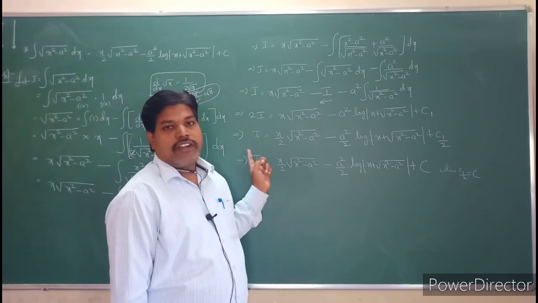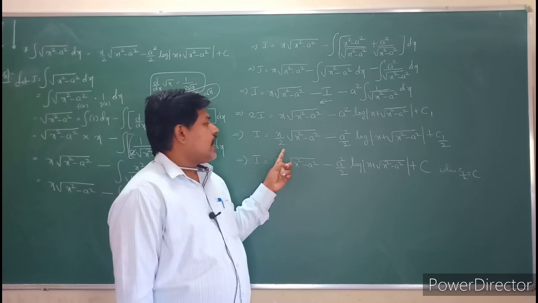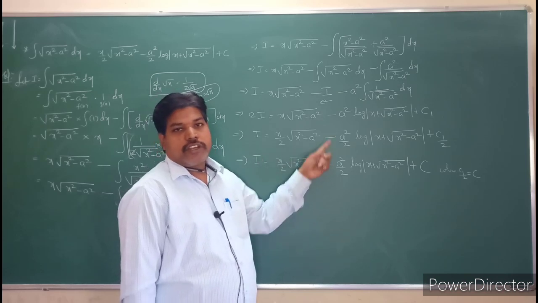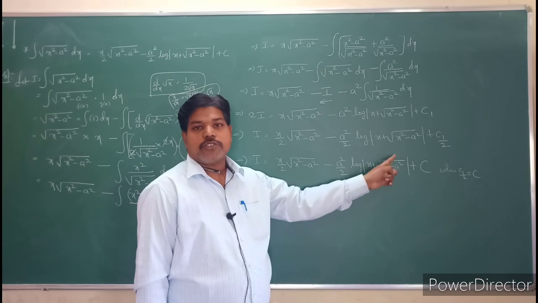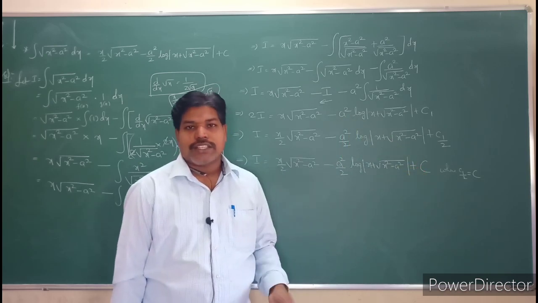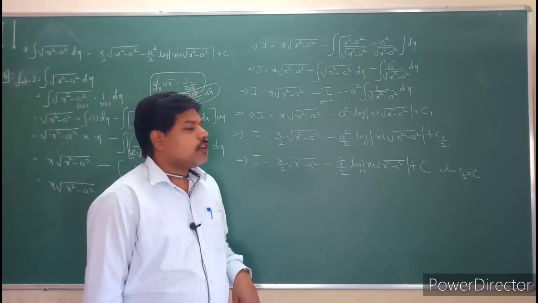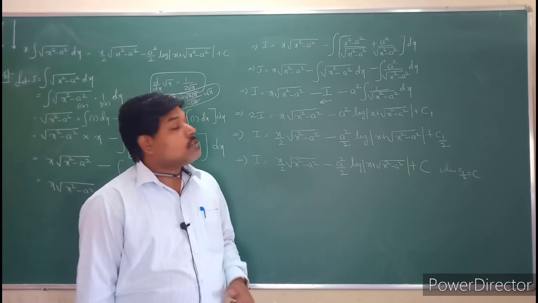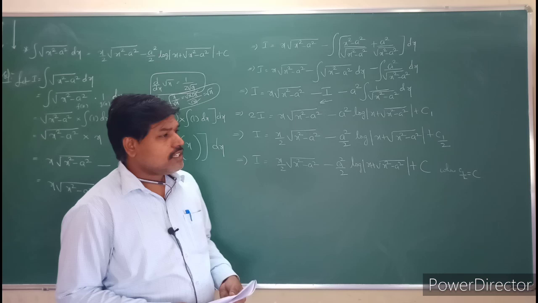After that, divide with 2, you will get x by 2 into root of x square minus a square minus a square by 2 into log of mod x plus root of x square minus a square plus c1 by 2. Take that c1 by 2 as an integral constant c. So automatically you will get the answer. Okay. So see that question, students.